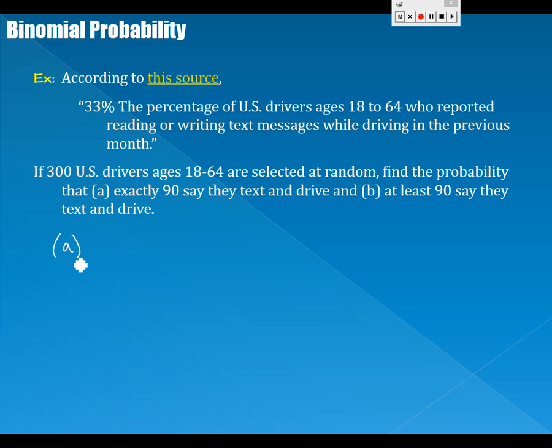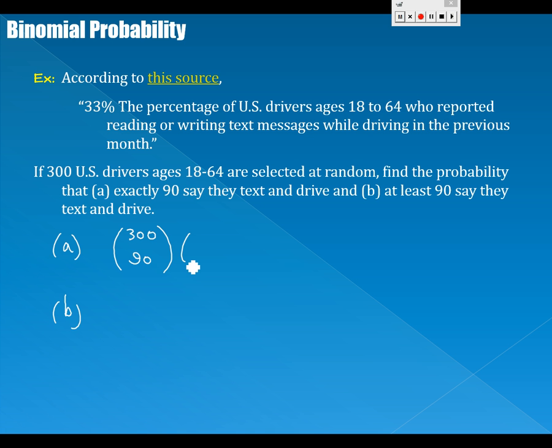So for A, we're selecting randomly 300 drivers, and we want to ask what's the probability that exactly 90, no more, no less, say they text and drive. By the way, it's important that at all times here they say they text and drive. It's probably much higher than people actually report, right? But we'll just say that everyone's being honest. Okay.